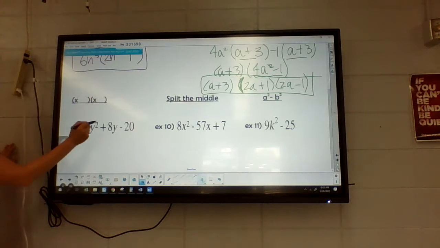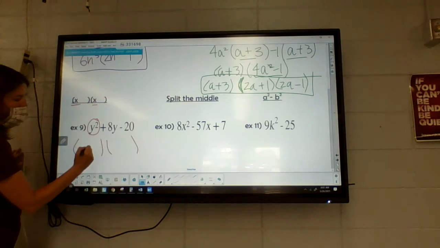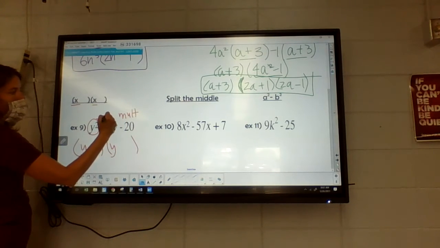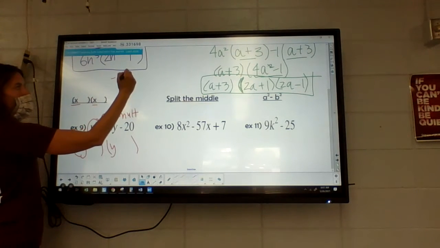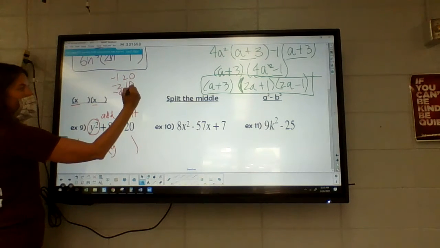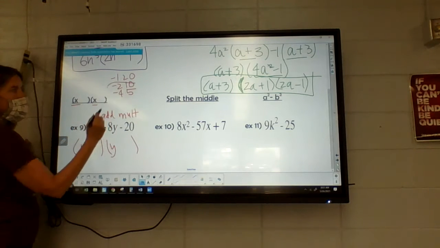So this first one, when it's just a y squared, I automatically know it has to be the same variable twice. So obviously it's y, so I'm going to use y and y. And then I want to multiply to get -20, but add to get 8. Those are our multiples that multiply to -20, but add to a positive. So it's the -2 and 10.